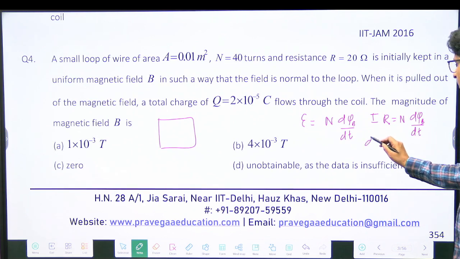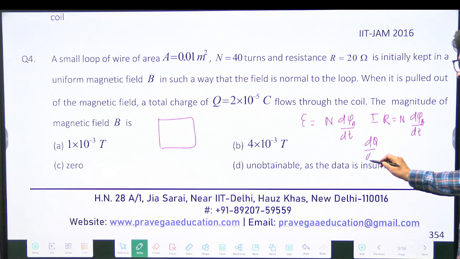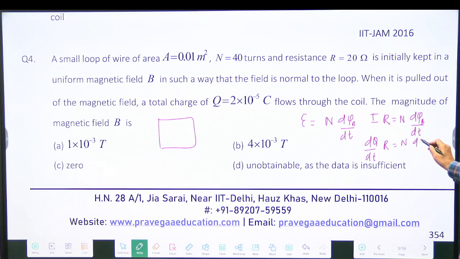Now current is dq/dt, into R is equal to N dφ/dt. So both sides it is rate of change of time. So delta Q is equal to N by R into delta φ_B.